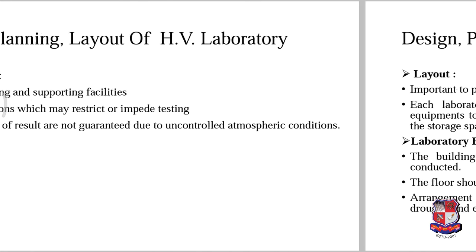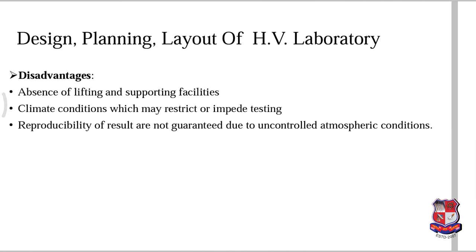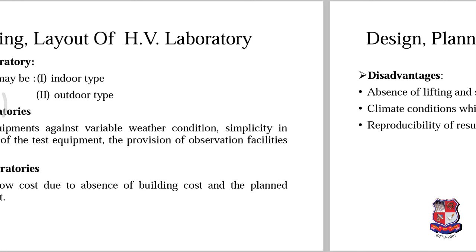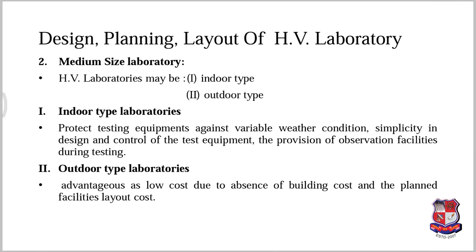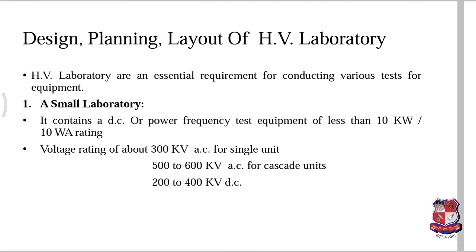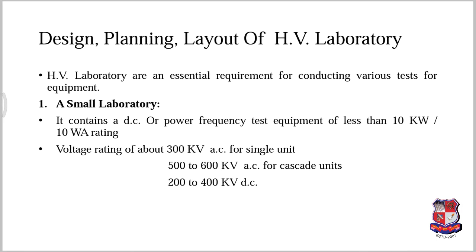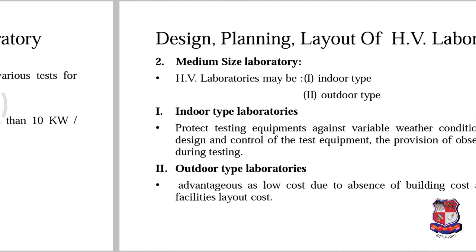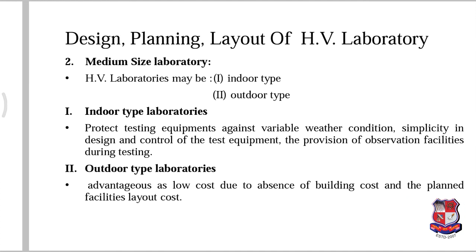Now our last topic, that is design, planning and layout of the HV laboratory. First of all, one should be able to classify the HV laboratory. It is divided into three parts: small laboratory, medium size and large size laboratory. First, a small laboratory contains AC or power frequency test equipment less than 10 kW, 10 kVA rating, with voltage rating about 300 kV AC for a single unit. These are the facilities for a small laboratory.